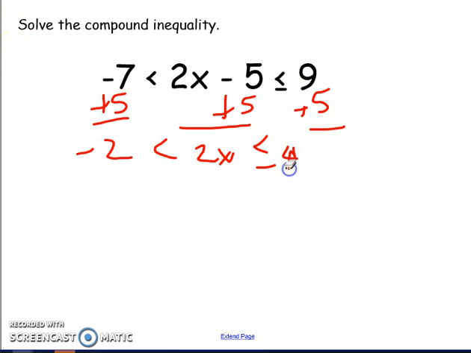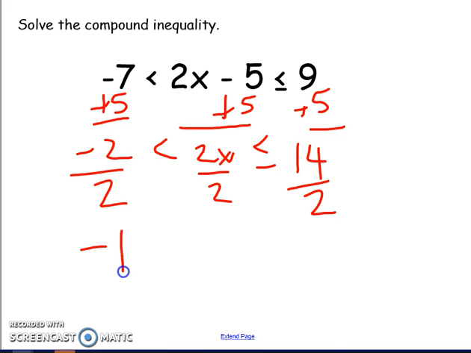So let's see if we can get rid of that number here. And let's get our 14 in here. All right, so 14. And then we have 2x in the middle, so we need to divide by 2 to get just the x. And remember, we now have 3 pieces. So -1 is on the left, x is in the middle, and 7 is on the right, which means x has to be something more than -1, but it has to stop when x reaches 7.